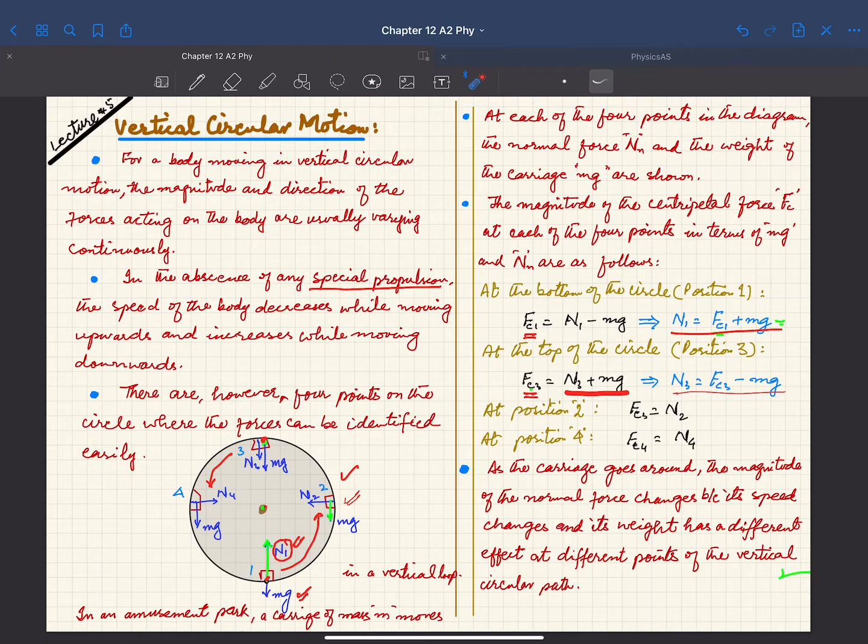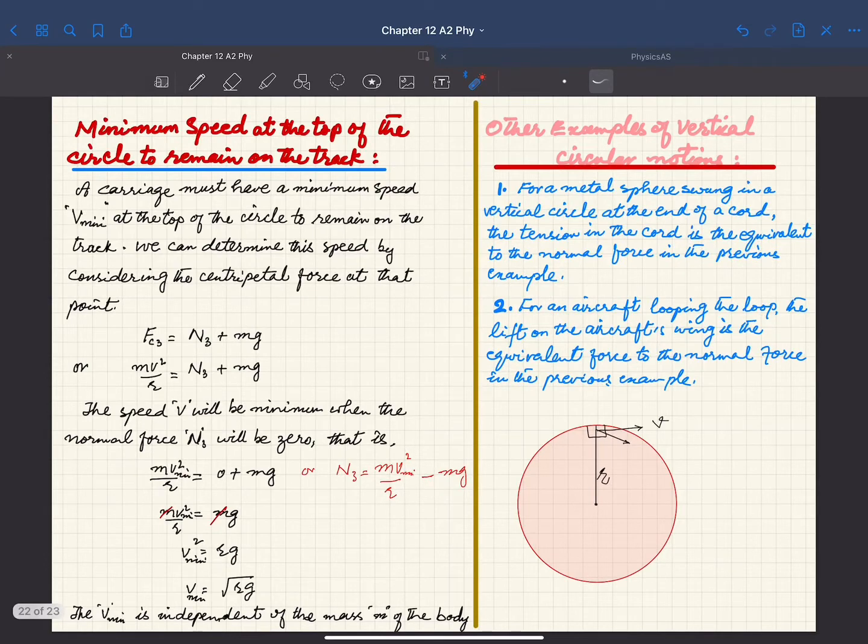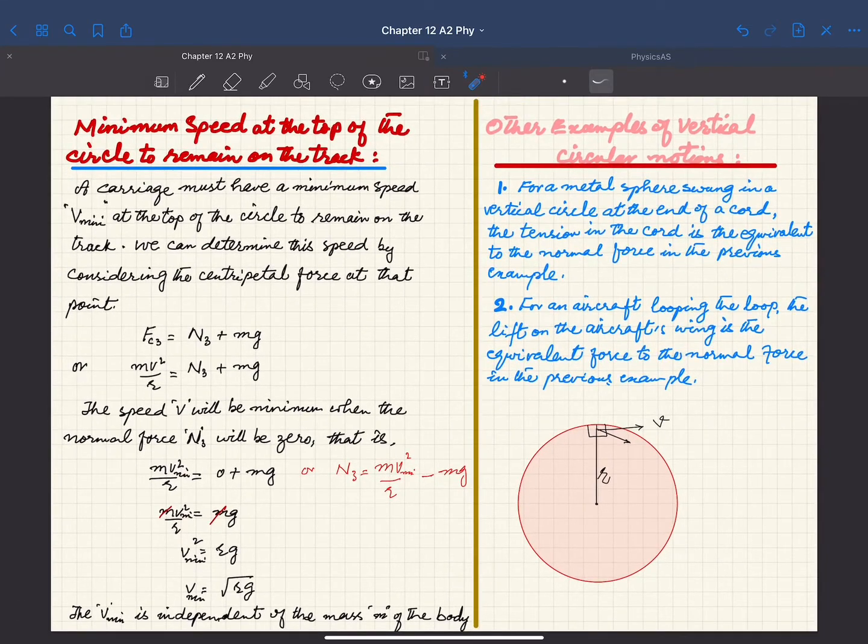Now we want to know what the minimum speed at the top of the circle will be to remain on the track. As we have just considered the equation at the top of the circle, the carriage must have a minimum speed at the top of the circle to remain on the track. So this is very important, to remain on the track.